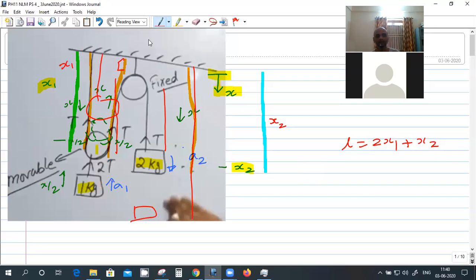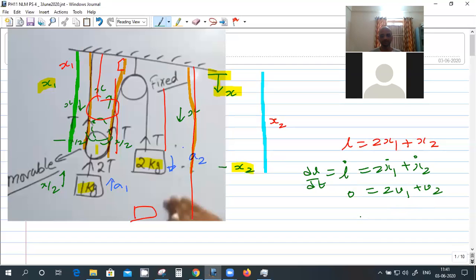Now I differentiate this with respect to time on both sides. That is represented as a dot; it's actually dl by dt. In short, I can represent it as a dot. So this is 2x1 dot, where dot is d by dt, plus x2 dot, and the length of the string is not changing, so this is 0. This is 2v1 plus v2 equals 0, where v1 is the velocity of the 1 kg and v2 is the velocity of the 2 kg.